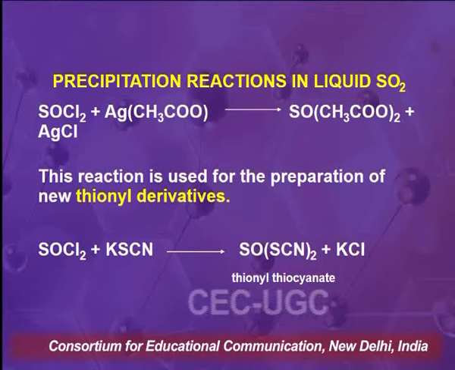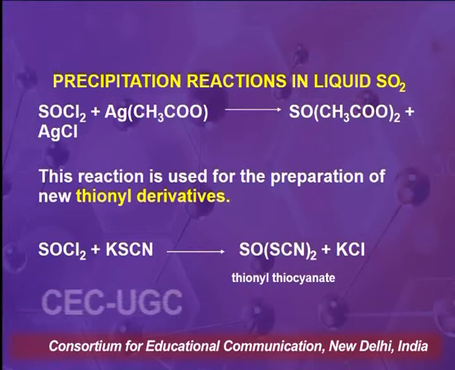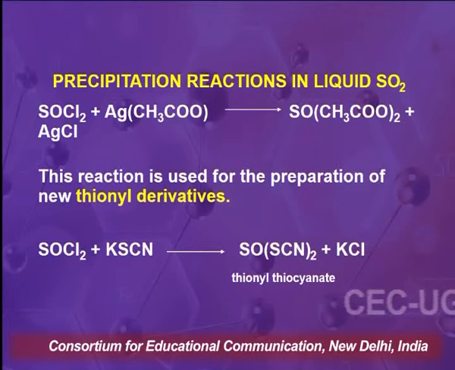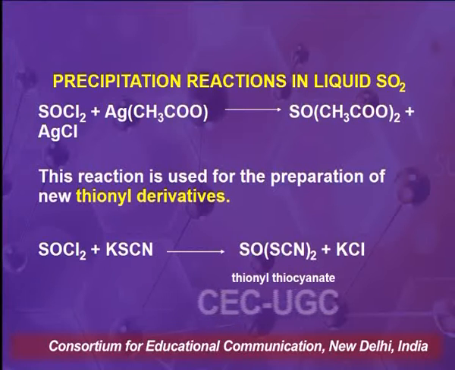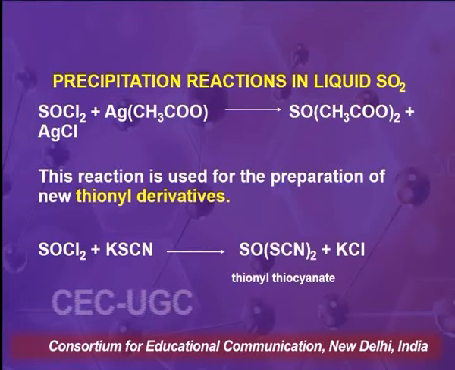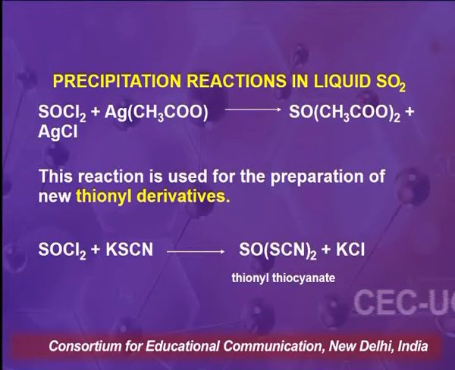This reaction is used for the preparation of new thionyl derivatives, as in case of SO(CH3COO)2, which has been formed, which is thionyl acetate. So, instead of acetate, if we have any other ion, then a similar derivative with thionyl ion can be formed. Thionyl chloride reacts with potassium thiocyanate to give thionyl thiocyanate and potassium chloride is obtained as a precipitate. Again, these reactions take place in liquid sulfur dioxide as the solvent.